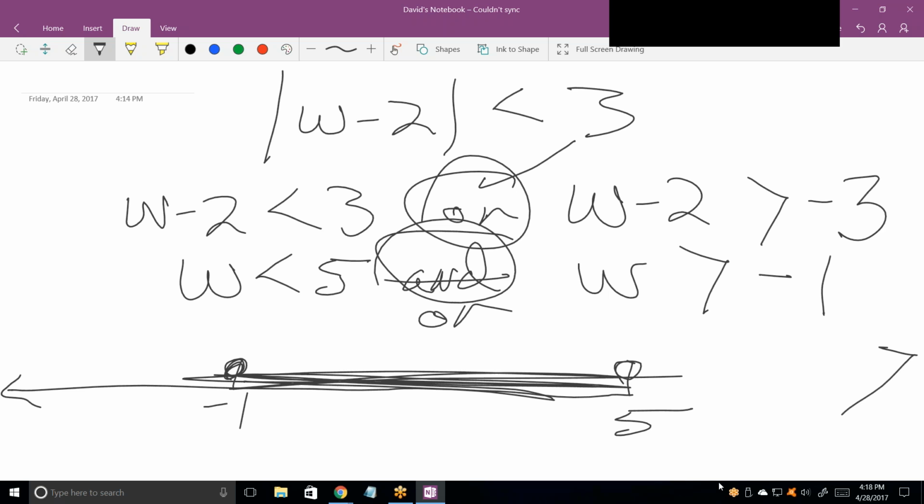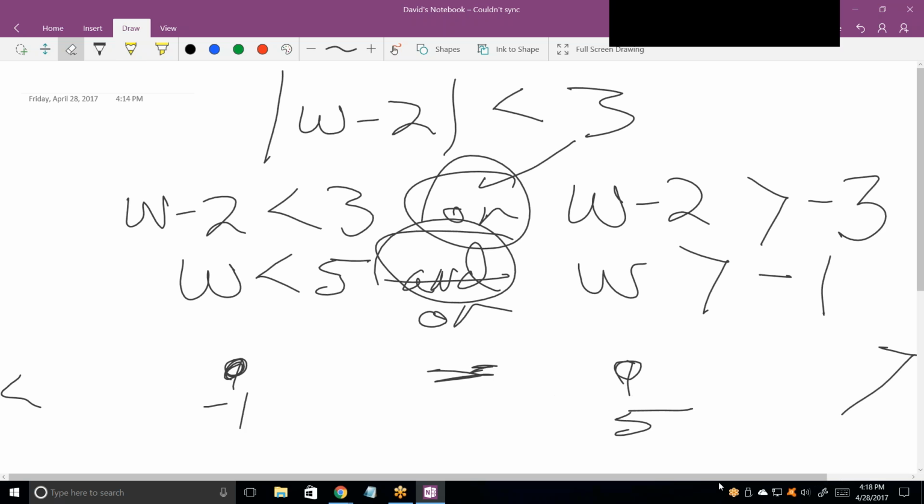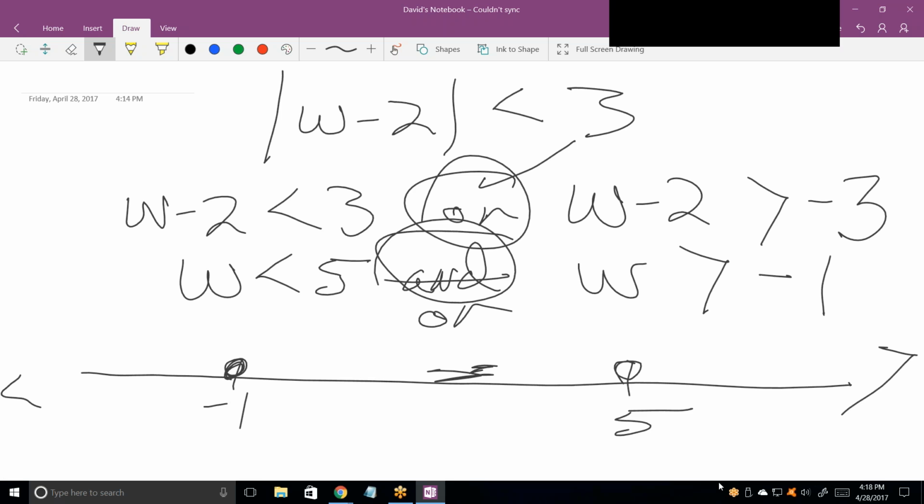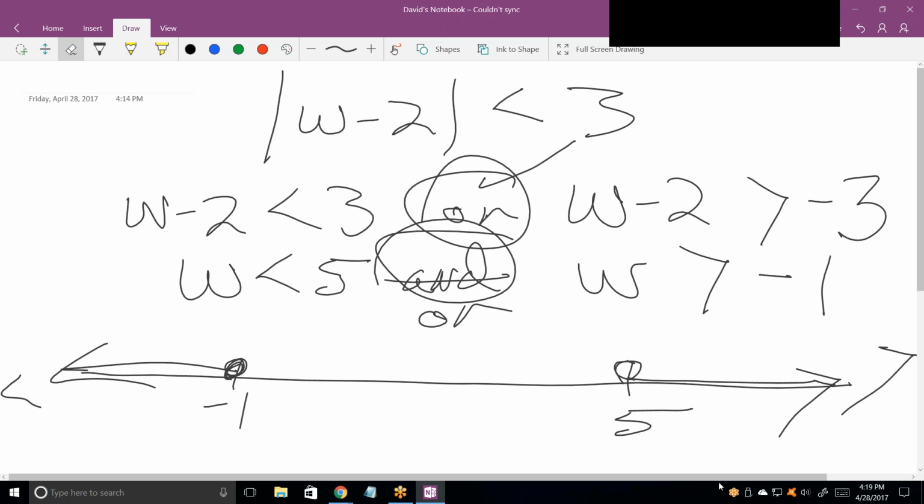Well, the only other solution could be this, where it's greater than 5 and less than negative 1, in which case it would go that way and the other way. Yeah. In other words, it's either the outside place or the inside place when it's an or.